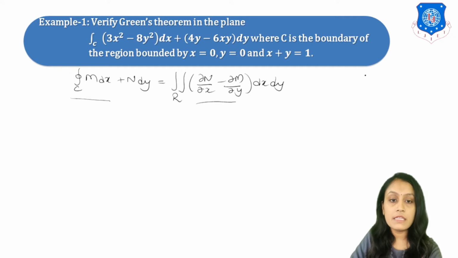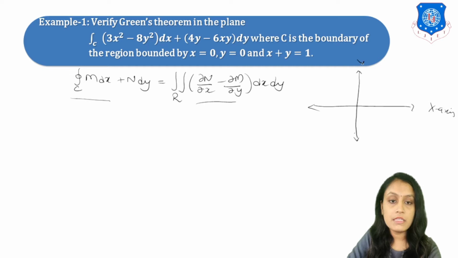Now before solving this, we'll draw the region. Now x is equal to 0 is given. Firstly, this is your x-axis. This is the y-axis, right? So this is your x equal to 0, this is y equal to 0. All right, and this is the line x plus y is equal to 1. Give the names O, A and B.